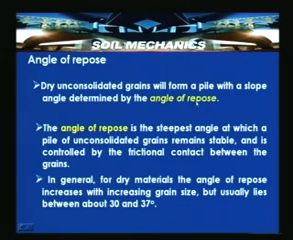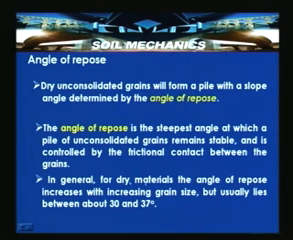Now, let us look at this particular phenomenon with respect to practical examples. We all know when a lump of dry unconsolidated grains is piled, it can form something like a cone or heap. The angle of inclination of the cone of heap, the maximum slope which it can take, is called the angle of repose. So, dry unconsolidated grains will form a pile with a slope angle determined by the angle of repose. The angle of repose is the steepest angle at which a pile of unconsolidated grains remains stable, and is controlled by the frictional contact between the grains.